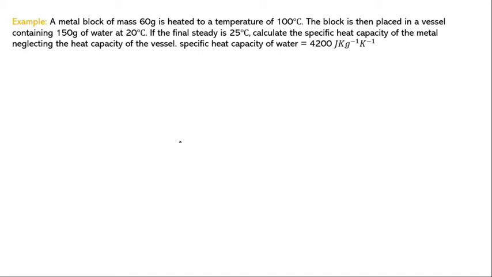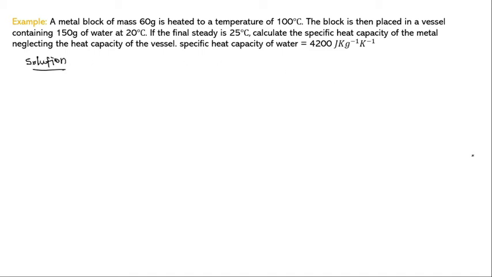Now, if the final steady temperature is 25 degrees Celsius, we have to calculate the specific heat capacity of the metal, neglecting the heat capacity of the vessel, given that the specific heat capacity of water is 4,200 joules per kilogram per Kelvin. So let's go ahead and look at what are the parameters that we have for this particular example. So let's write down our solution.